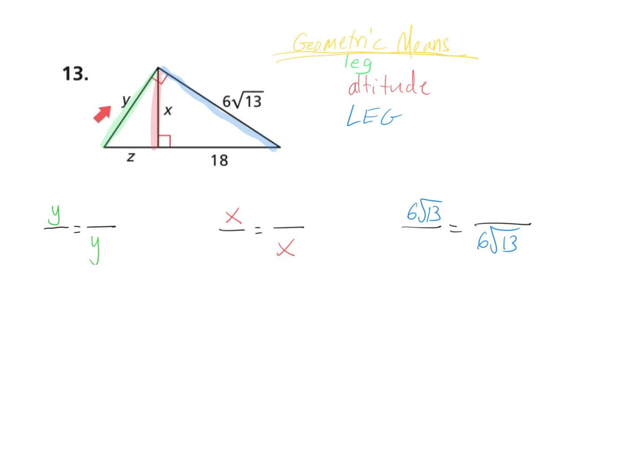So let's begin with y. Y is a geometric mean of z and the whole hypotenuse. X is the geometric mean of z and 18. And 6 root 13 is the geometric mean, the perfect multiplicative middle of these two things, which are 18 and the whole hypotenuse.